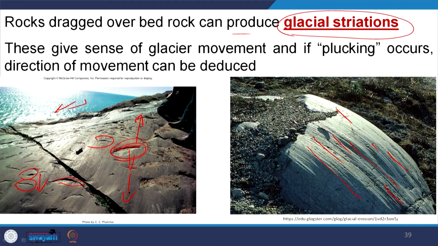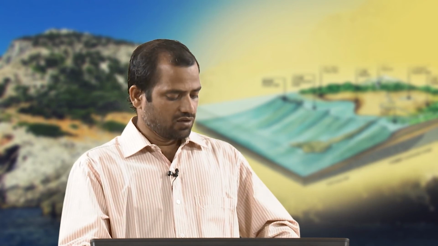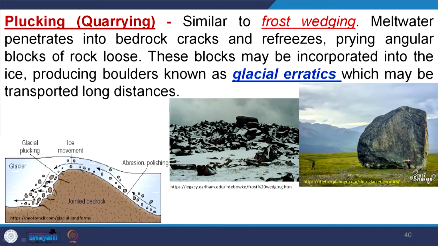So, by looking at this type of structures on the rock surface or the bedrock, you can say which direction the glacier has moved. That is also important to reconstruct the paleogeographical history or the paleoclimatic history, by looking at this type of structure and establishing the glacier movement. Now, a particular type of glacial erosion is called plucking or quarrying. So, what is plucking? It is similar to frost wedging.